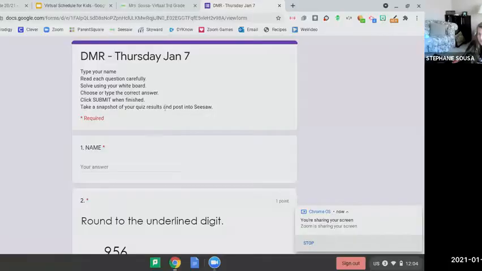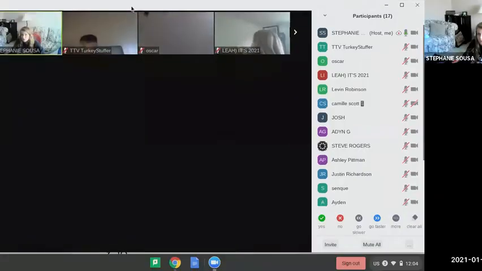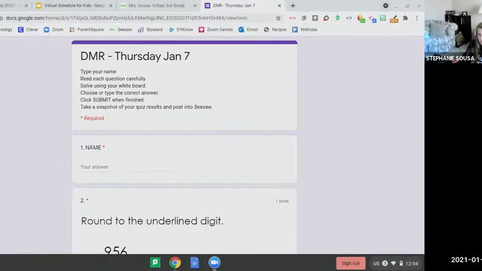Alrighty, friends, let's start out by taking a look at our DMR. This is our DMR from yesterday, which was Thursday. As a reminder, today is Friday, so you do have your DMR quiz today at 12:45. So this is your last opportunity to ask questions about anything that you do not understand. If there is a certain problem that you have a question about, remember to use that raise hand emoji. That way I can see you and we can get going, okay?